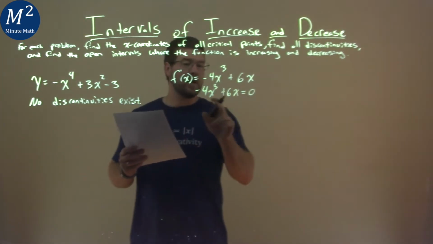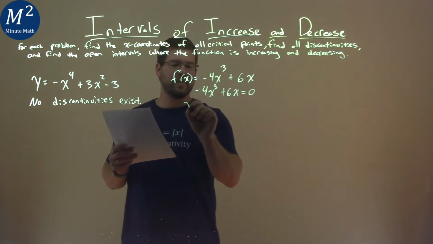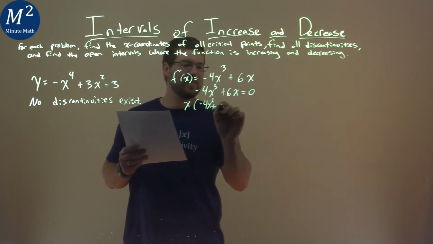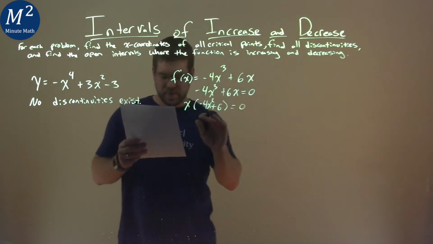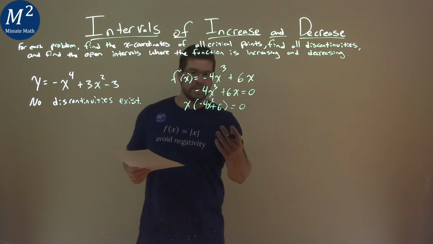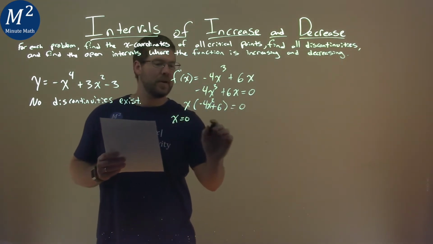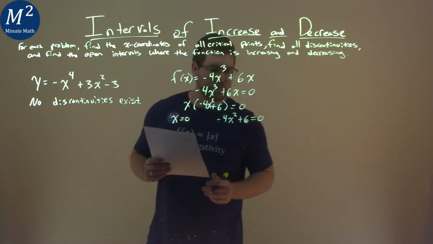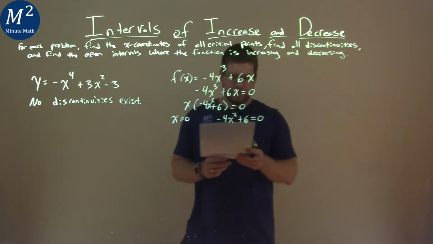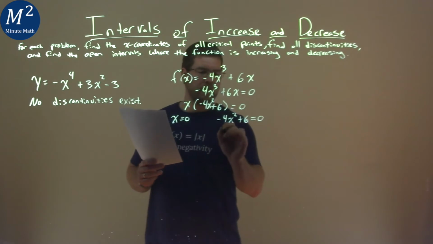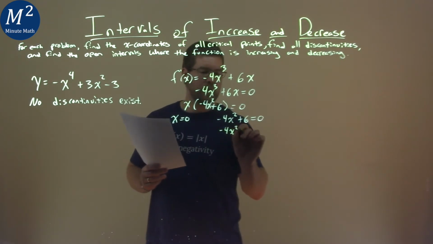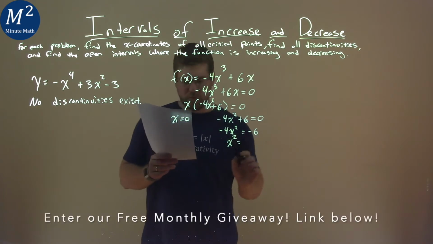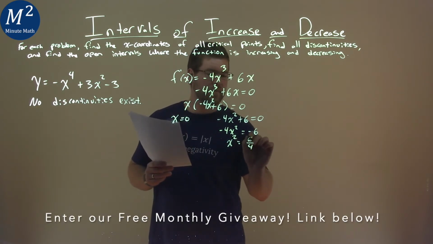And then from there we're solving. So I first factored out x here, and I have x times negative 4x squared plus 6 equals 0. Now we can set both parts equal to 0. X equals 0, got one, and negative 4x squared plus 6 also equals 0. And now we're solving here. Now subtract a 6 from both sides. We have negative 4x squared equals a negative 6. Divide both sides by negative 4. And x squared equals a positive, let's keep it at 6/4.